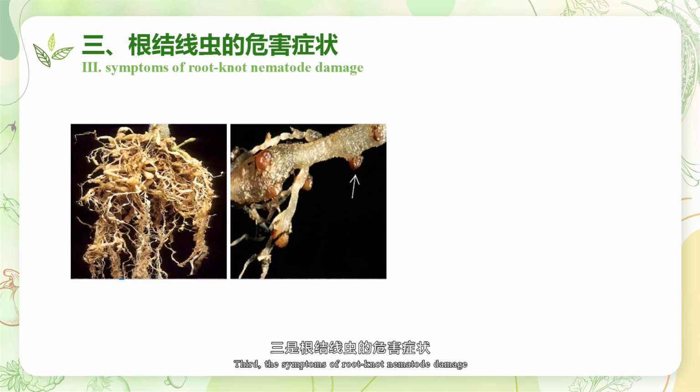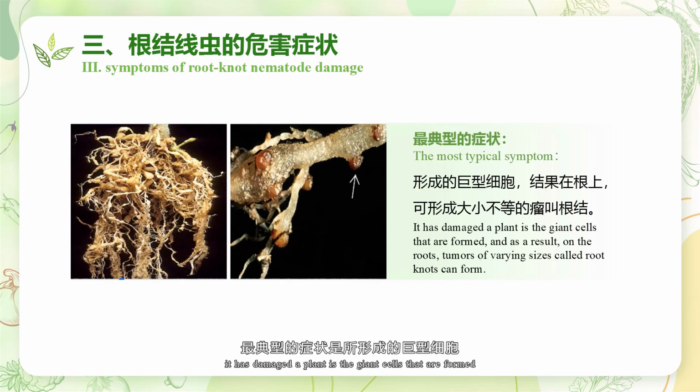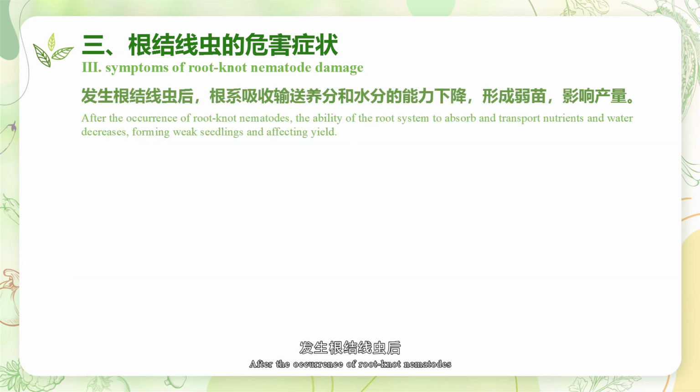Third, the symptoms of root knot nematode damage. The most typical symptom of the southern root knot nematode after it has damaged a plant is the giant cells that are formed, and as a result, on the roots, tumors of varying sizes called root knots can form. After the occurrence of root knot nematodes, the ability of the root system to absorb and transport nutrients and water decreases, forming weak seedlings and affecting yield.